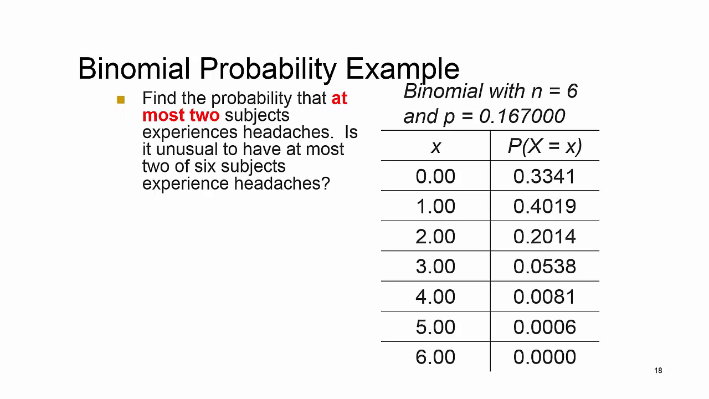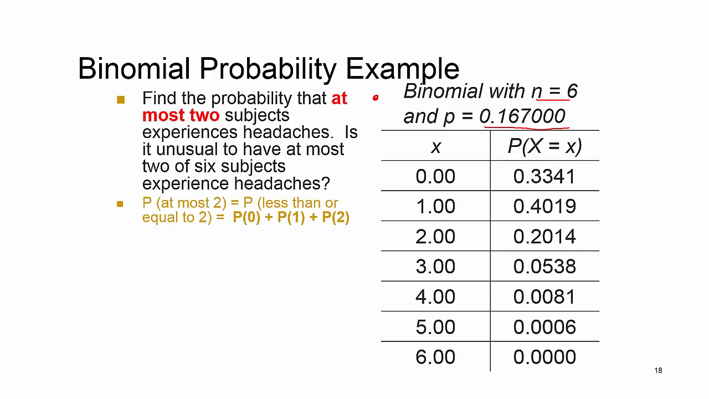Find the probability that at most 2 subjects experience headaches. So we're going to use this table here. This table is already set up. It's a binomial probability distribution with n equals 6 trials, and P, the probability of a success in an individual trial, is 0.167. So we want to find the probability from this table that at most 2 subjects experience headaches, and then we want to know if that's unusual.